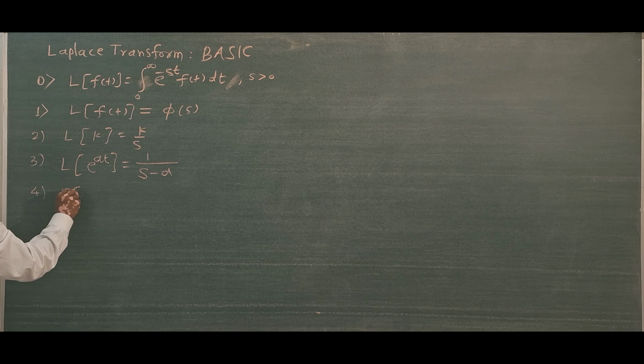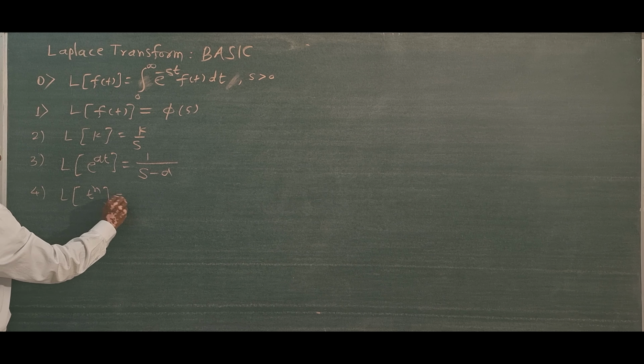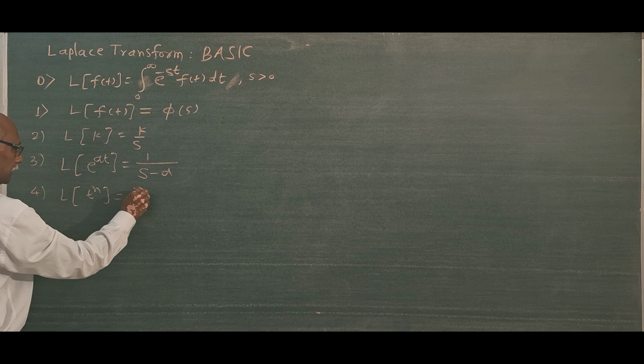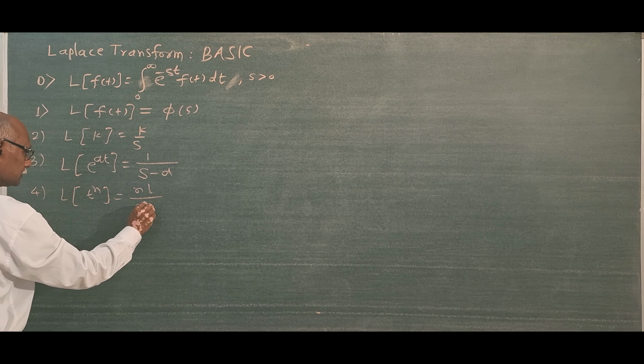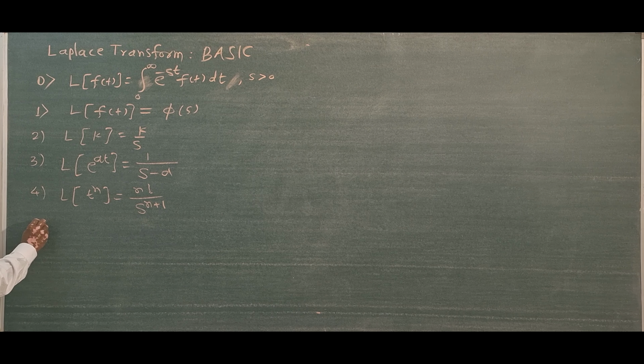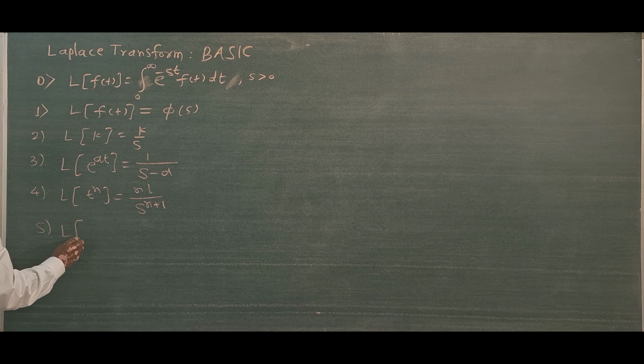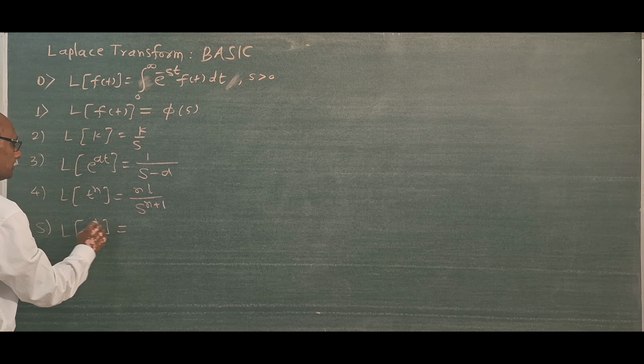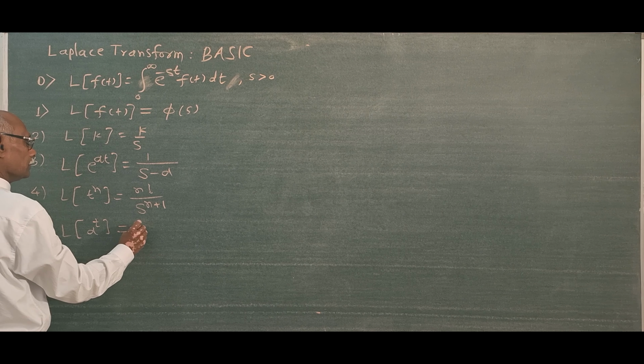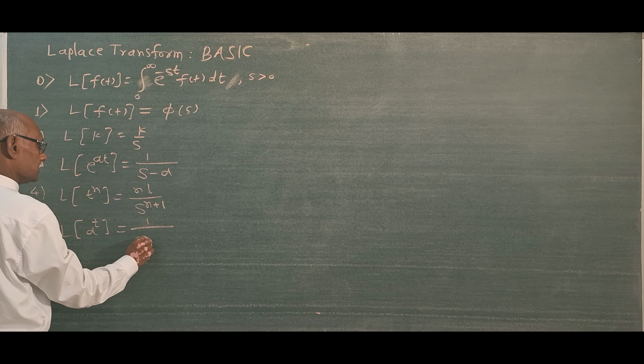Number 4, Laplace of t raised to n, algebraic function, that gives n factorial divided by s raised to n plus 1. Number 5, Laplace of a raised to t. A is a constant, t is a variable, so this is given by 1 upon s minus log a.